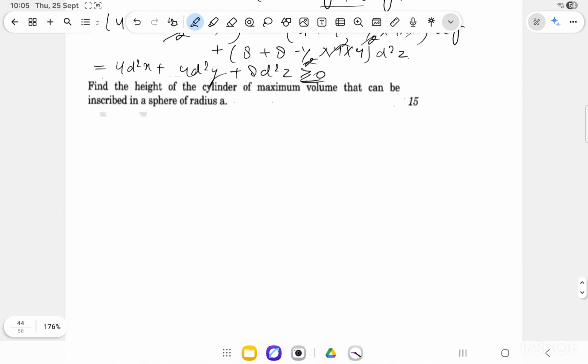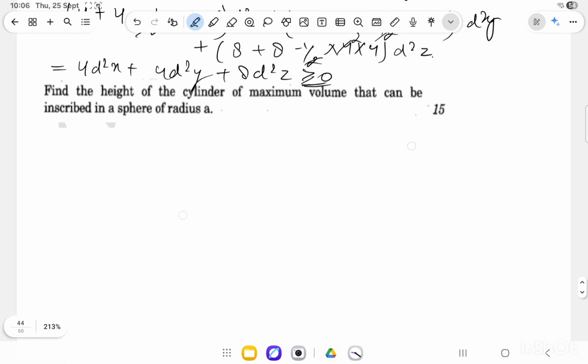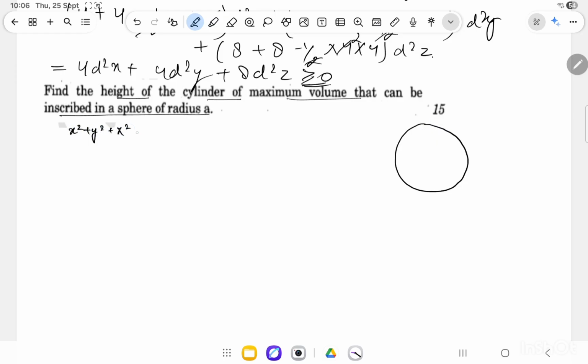So let's move on to the next question. The next question says: find the height of the cylinder of maximum volume that can be inscribed in a sphere of radius a. Let us assume that this is a sphere of radius a, so its equation will be x square plus y square plus z square equals a square. And a cylinder is basically inscribed inside this sphere.